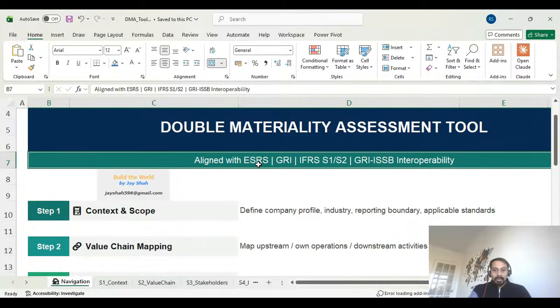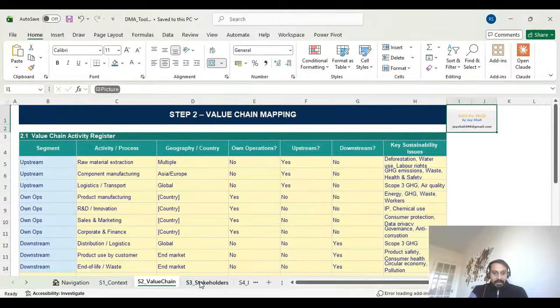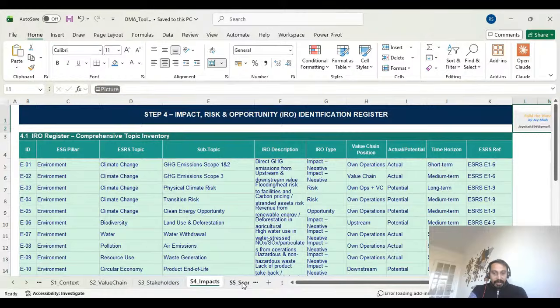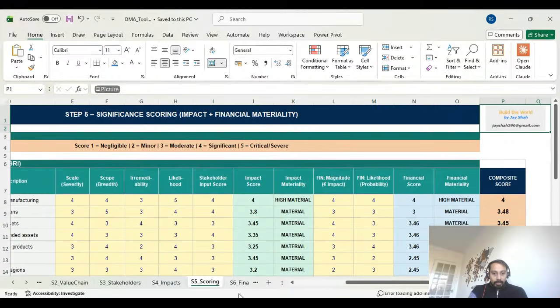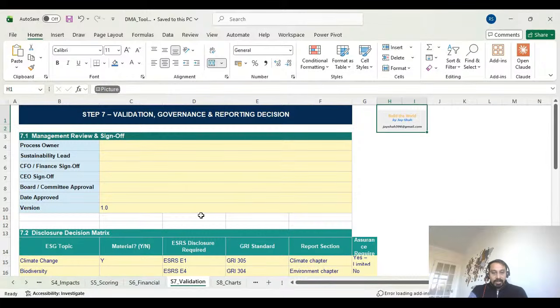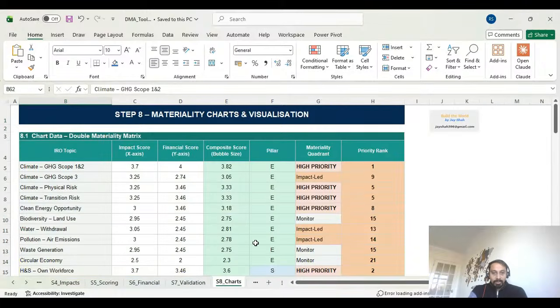This double materiality assessment tool is aligned with ESRS, GRI, IFRS S1, S2, and also GRI and ISSB interoperability as well. So you can utilize these templates anywhere, and you can have a great analysis. We will see the context, the value chain, the stakeholder engagement, the whole impact, risk, and materiality identification register. We will see the scoring sheets, we will see the financial stuff through an example, and validations, governance, and reporting decisions, and finally the charts and summary showing how materiality can be visualized.